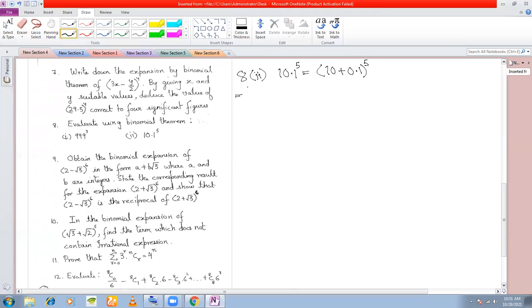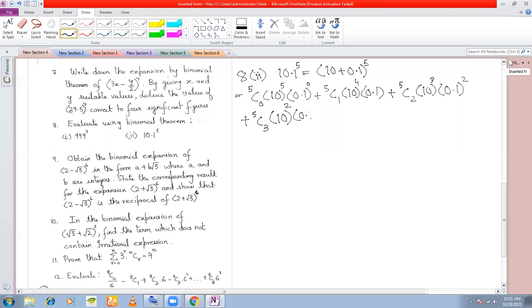Now expand this binomially. So you get 5C0 10 to the power of 5 into 0.1 to the power of 0, plus 5C1 10 to the power of 4 into 0.1 to the power of 1, plus 5C2 10 cube 0.1 square, plus 5C3 10 square 0.1 cube, plus 5C4 into 10 into 0.1 to the power of 4, plus 5C5 10 to the power of 0 into 0.1 to the power of 5. Okay, so that is the entire expansion.